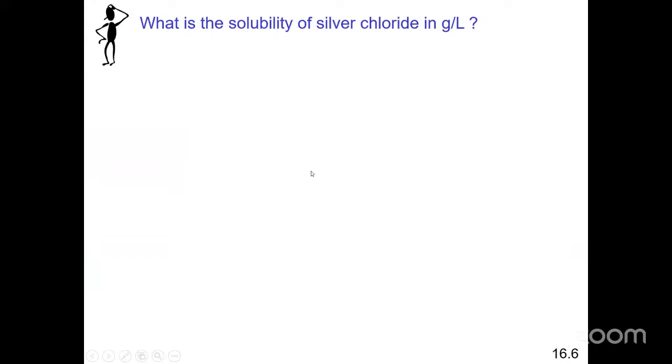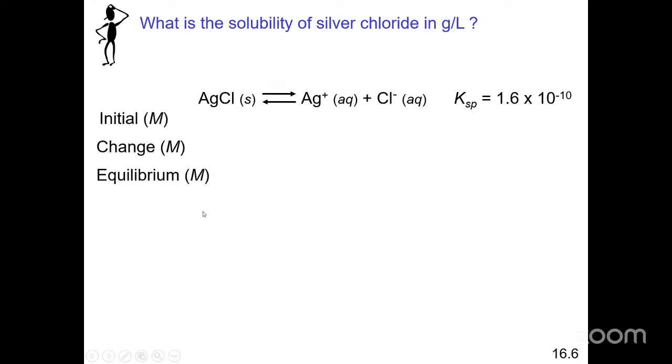So here is an example. What is the solubility of silver chloride in grams per liter? What you'd have to do is go to the tables and look up the Ksp value for silver chloride. If you look it up, you'll see that it's equal to 1.6 times 10 to the minus 10. The next step would be to set up your ICE table. But first, you don't know what the solubility is, so you have to call it something. We can call it S.